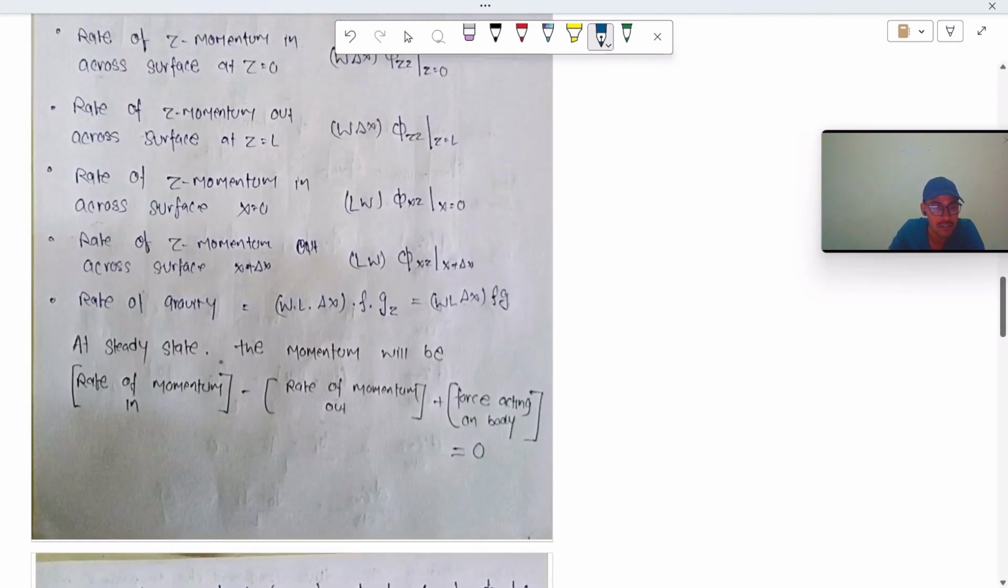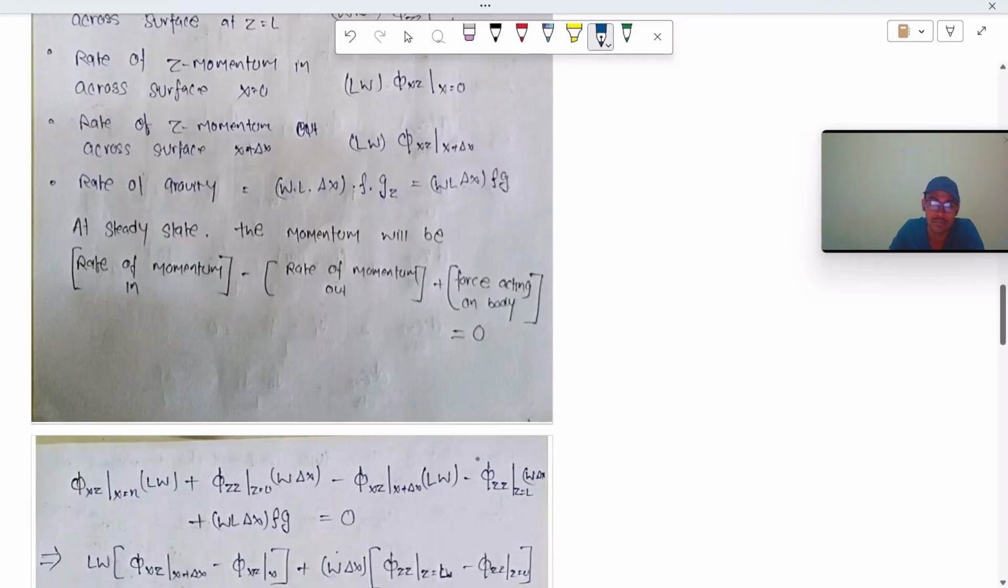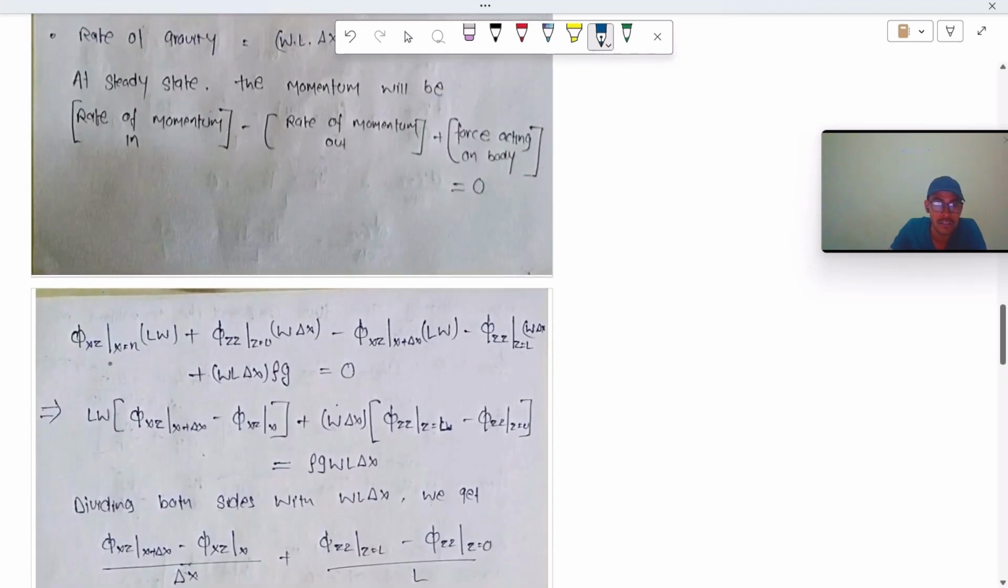So now we will write the shell momentum balance at steady state, which is given by rate of momentum in minus rate of momentum out plus force acting on the body equal to 0, because this is basically the accumulation term. In the steady state case, this is 0. So writing the whole expression, that is phi xz into L W plus phi zz W, this is the total momentum in, minus total momentum out, plus force due to external agent, equal to 0. On rearranging the terms, we get phi xz at x plus delta x minus phi xz at x, plus W times delta x into phi zz at z equal to L minus this.